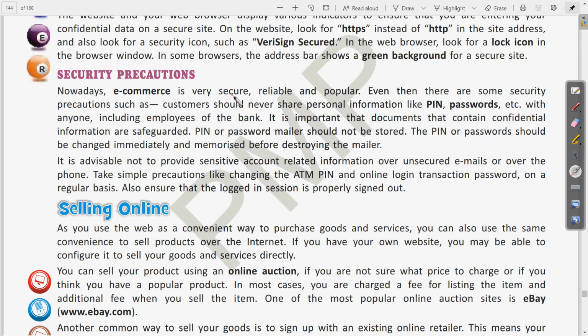Nowadays e-commerce is very secure, reliable and popular. Even then there are some security precautions. Clear? So even when the secure connection is there, apart from these web pages and the security features in these websites, there are some other precautions also which we should follow, like customers should never share personal information like PIN, password, etc.